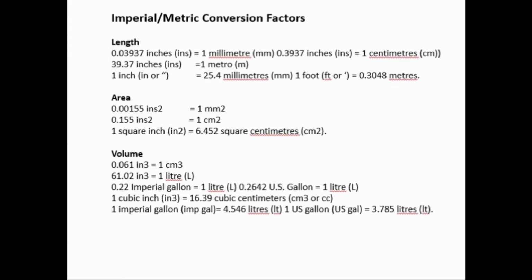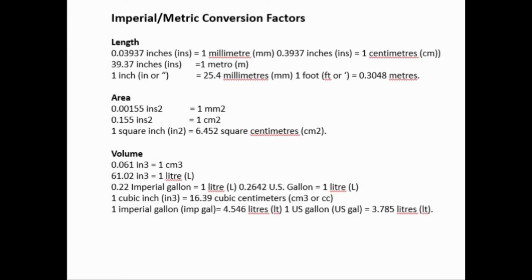Area. 0.00155 in² equals 1 square millimeter. 0.155 in² equals 1 square centimeter. 1 square inch (in²) equals 6.452 square centimeters (cm²).